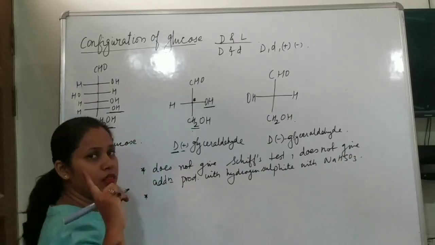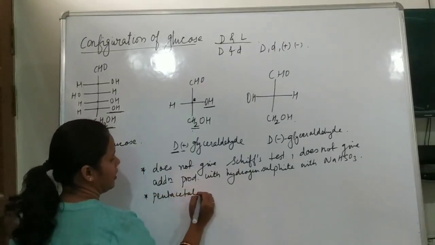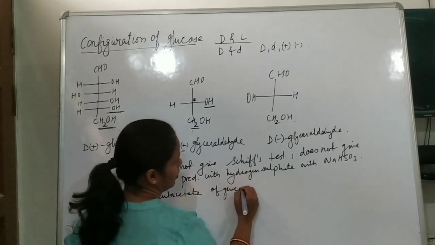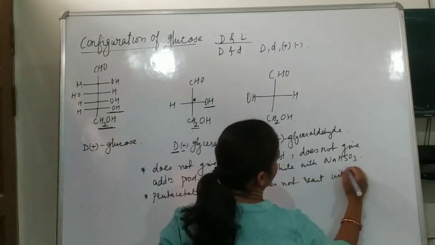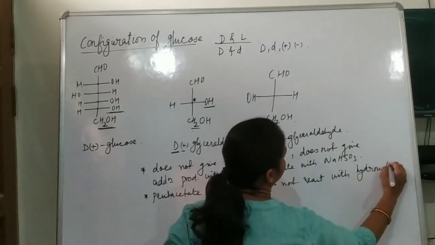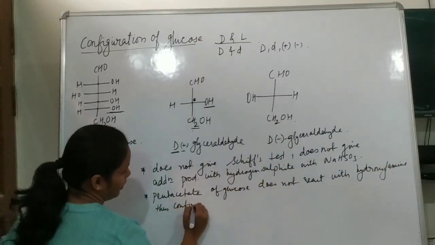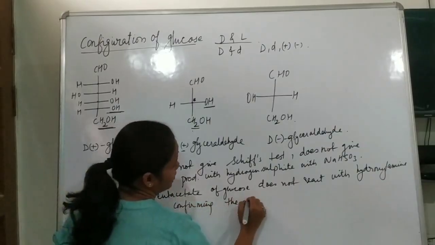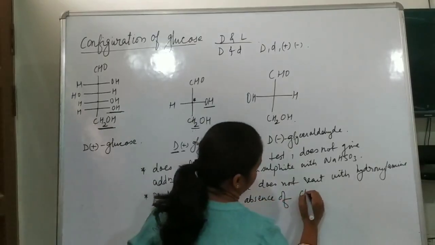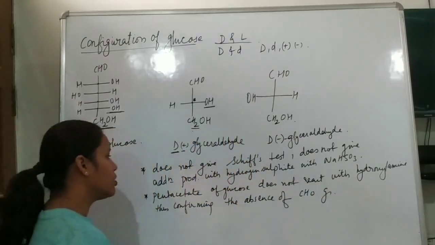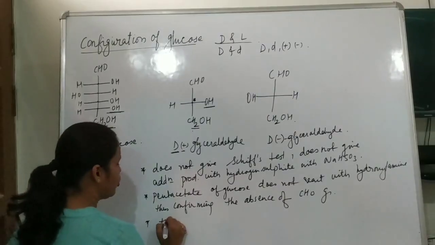Secondly, the pentaacetate of glucose does not react with hydroxylamine, thus confirming the absence of the aldehydic group CHO. Okay. Also, it was found that glucose exists in two crystalline forms.